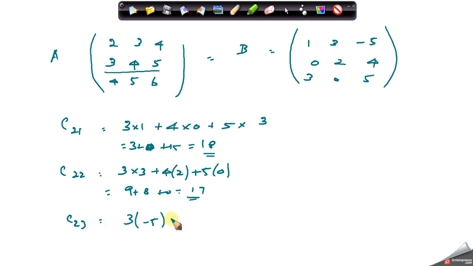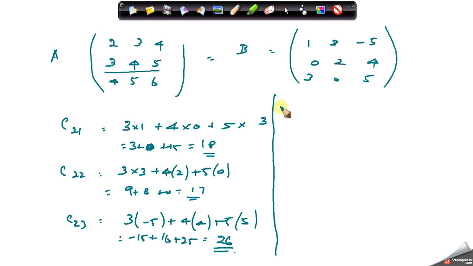C23 is 3 into minus 5 plus 4 into 4 plus 5 into 5. What we are doing right now is just multiplying the second row with the last column in this case, right? So minus 15 plus 16 plus 25 equal to 26. So C31 is equal to third row, we need to take it in this case. 4 into 1 plus 5 into 0 plus 6 into 3, 4 plus 18, 22.